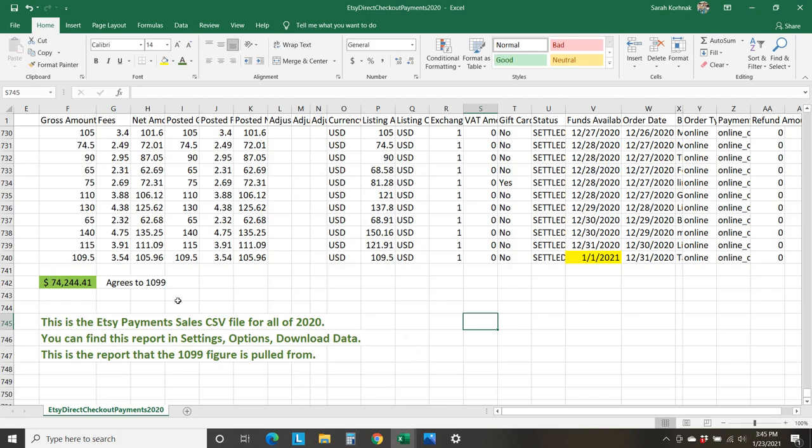Okay, this is the Etsy payment sales CSV file for all of 2020. And you can find this report in Settings, Options, Download Data. Just select Payment Sales, don't select a month, and then select 2020. This is the report that the 1099 figure is derived from. So all I did is I froze that top row and I summed this gross amounts column. And you will notice that this figure in the gross amount column agrees to the 1099.